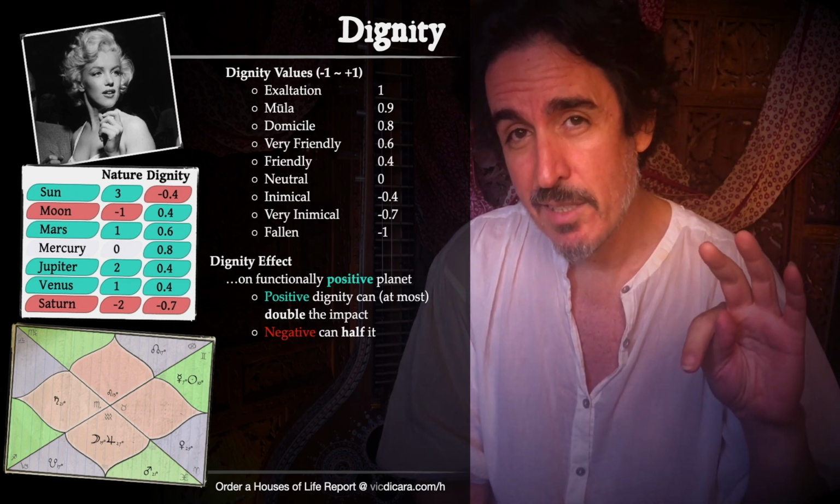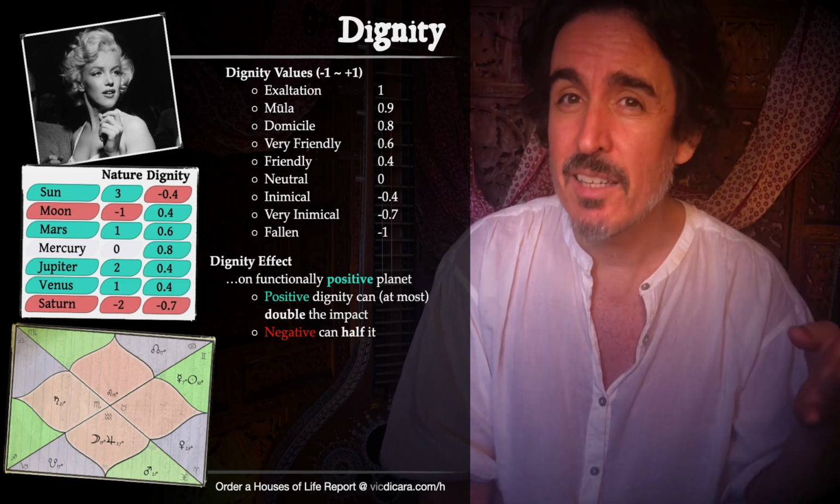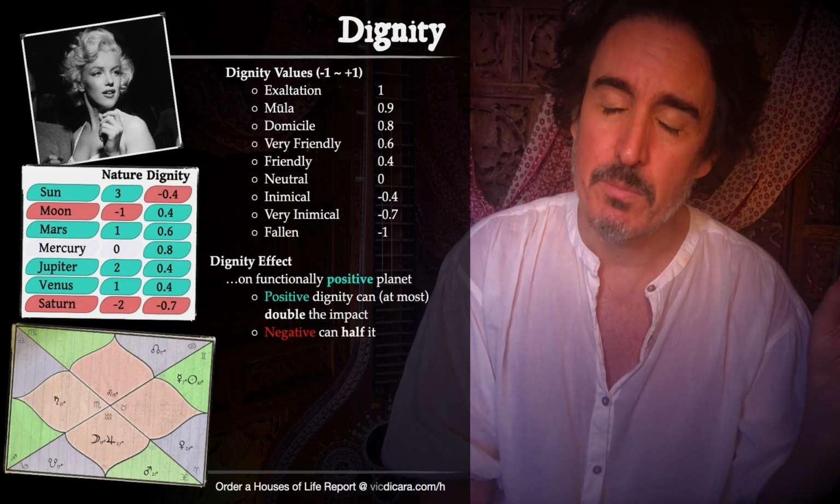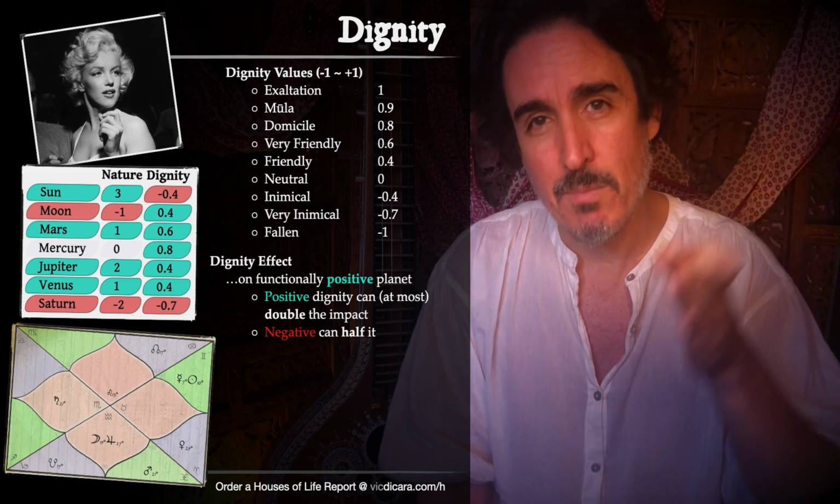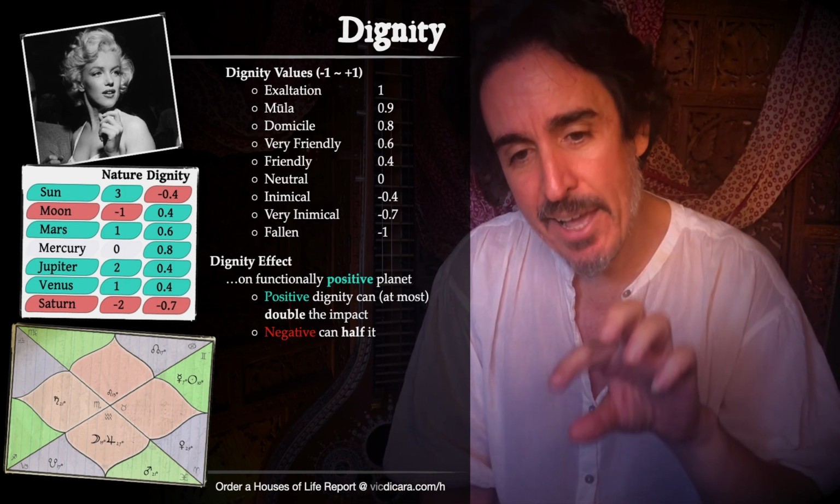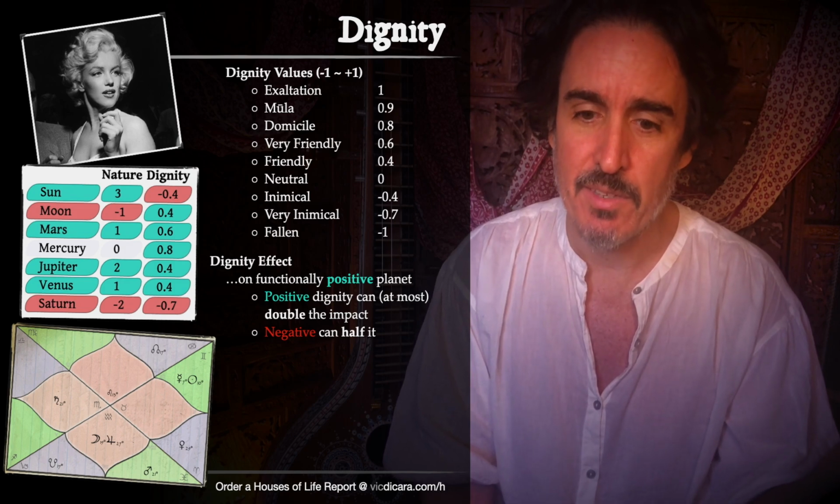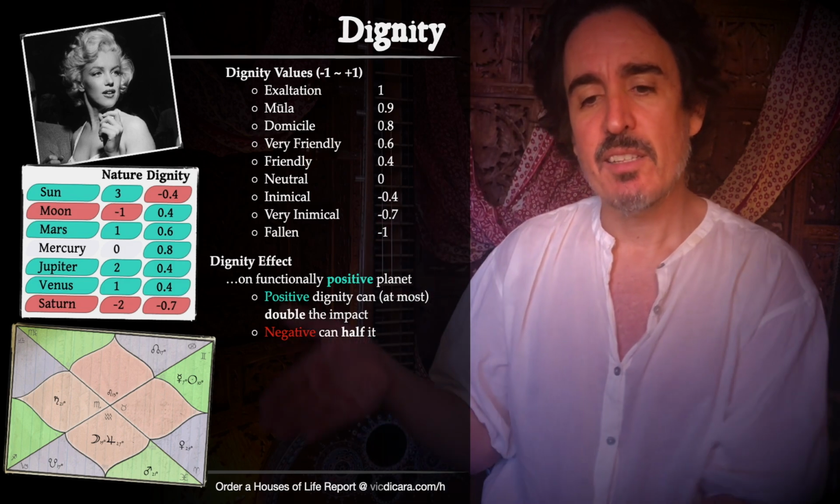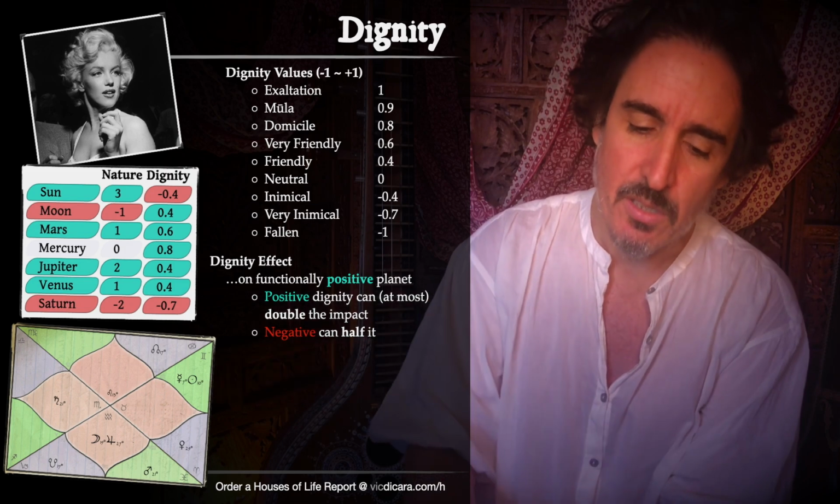If the planet, like in her case the Sun, is functionally positive but it has a negative dignity, it will not become a negative planet. It's still a functionally positive planet, but its positivity is diminished by the negative dignity. So the negativity can halve the impact, as much as half the impact. Okay, so that's the effect that the dignity has on functionally positive planets.